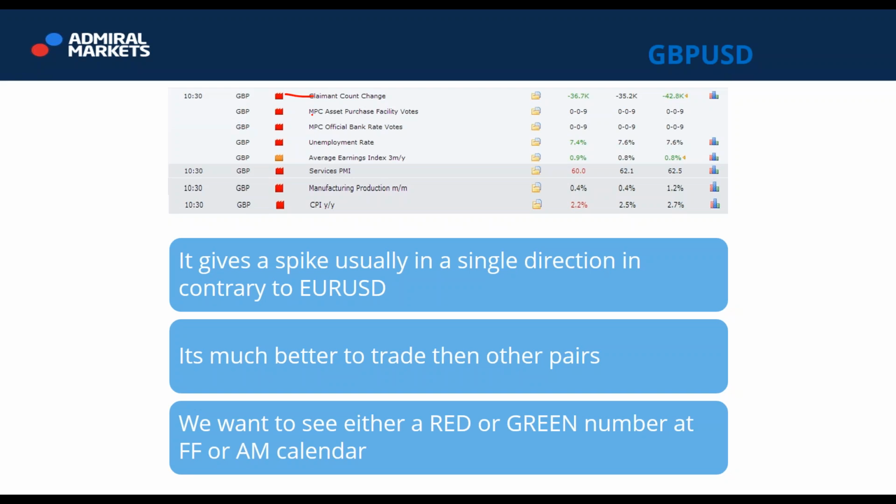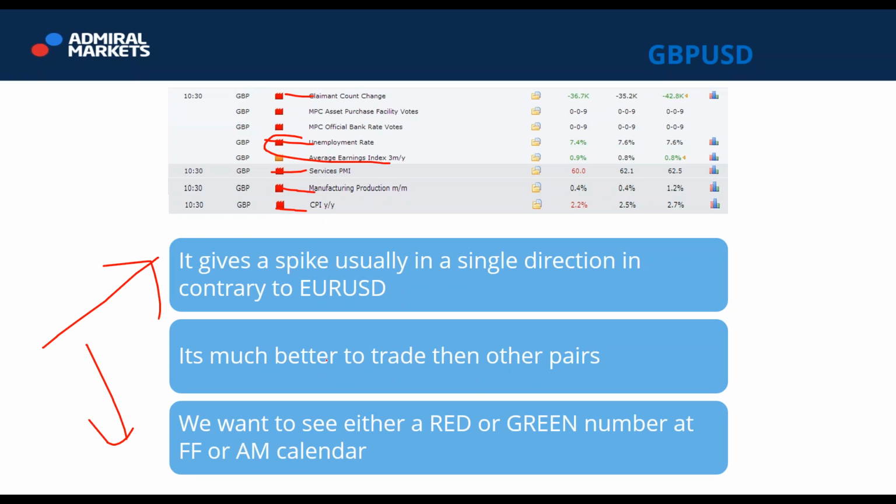So claimant count change, MPC asset purchase facility votes, unemployment rate that comes with average earnings, services PMI, manufacturing production, CPI. All these news spikes are tradable for pound, and usually pound is pretty much straightforward. It tends to jump on good numbers, it tends to drop on bad numbers most of the time. Of course, it will not happen every single time, but most of the time it should happen.